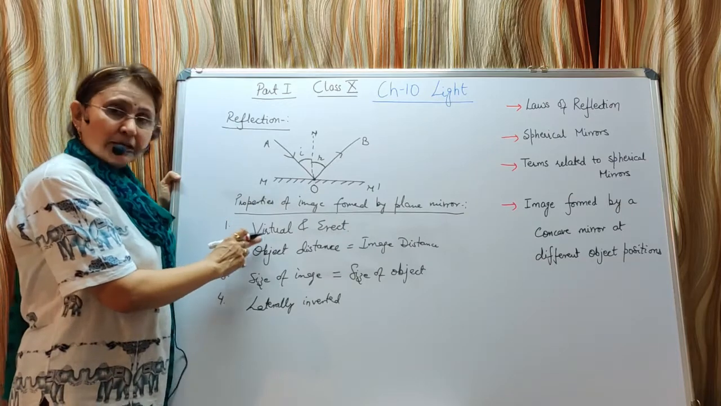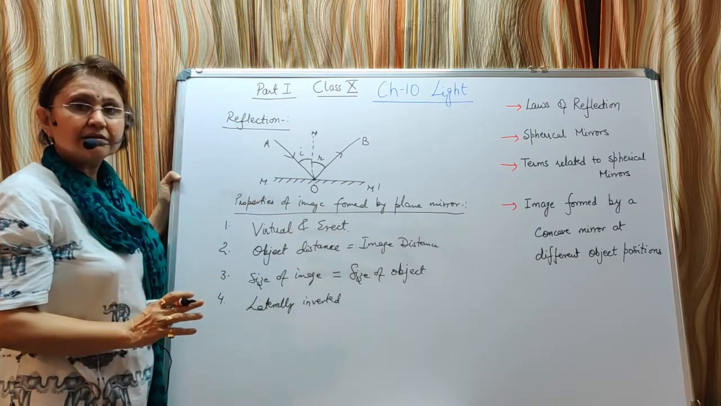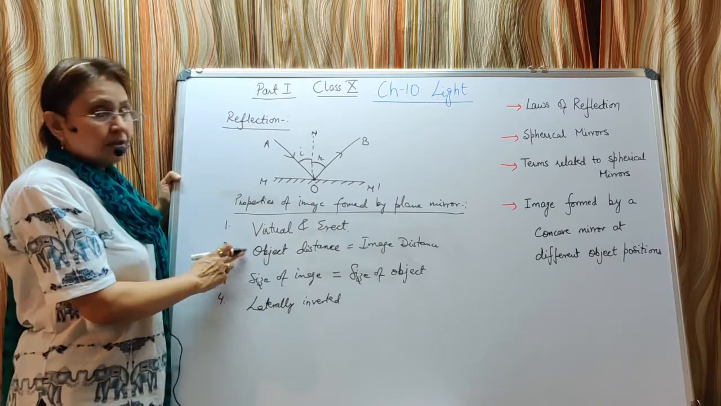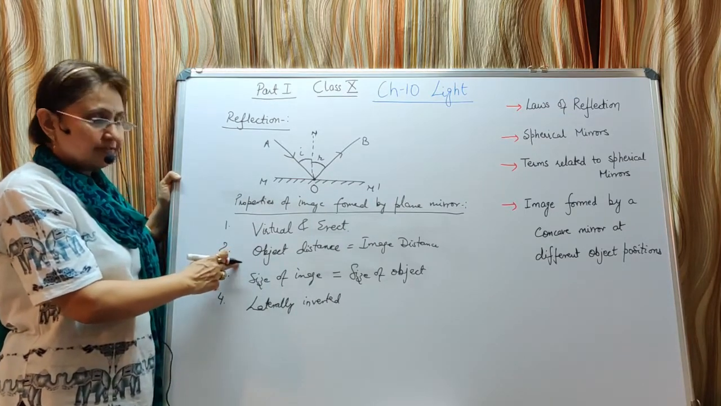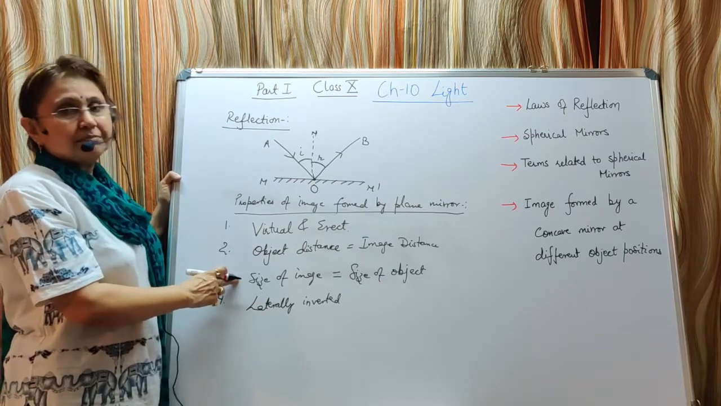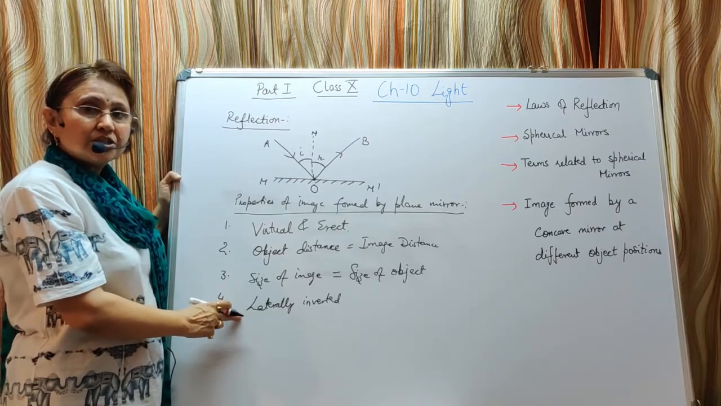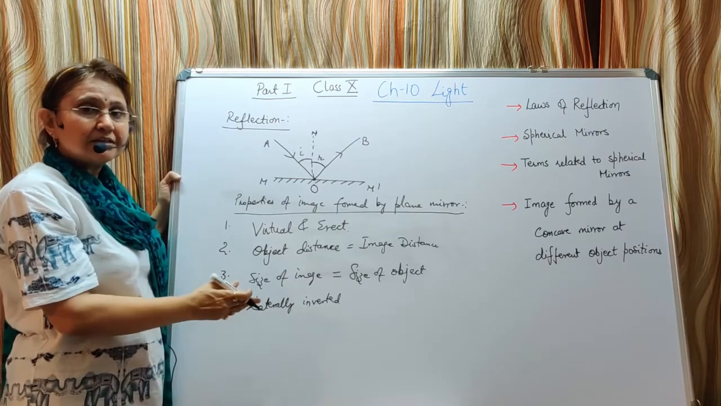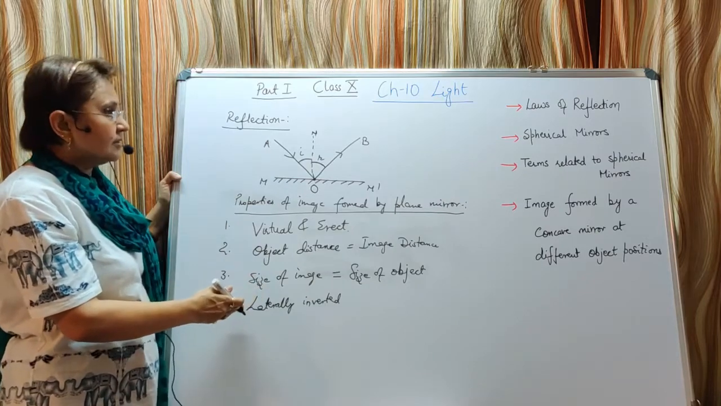So the image formed is virtual, and virtual images are always erect. The image is formed as far behind as the object is in front of it, the size of the image is equal to the size of the object, and the image is laterally inverted. That is, the right hand side objects are seen on the left side and vice versa.